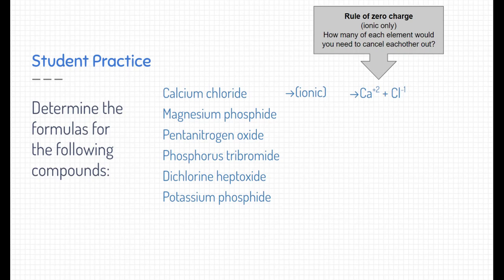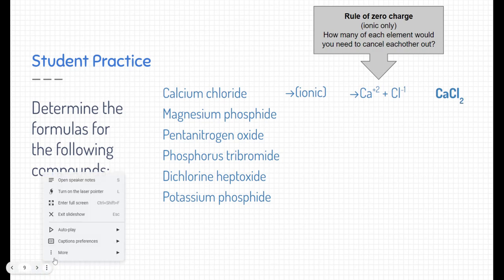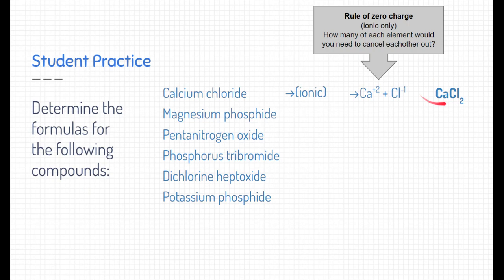Calcium likes to make a +2 charge, and chlorine likes to make a -1 charge when they bond in an ionic bond. So let's use that rule of zero charge. How many of each element would you need in order to cancel each other out? Well, in this case, we would need 2 chlorines. So I'm going to put the formula together with 1 calcium, Ca, and then 2 chlorines, Cl with a little subscript 2. This right here is the formula for calcium chloride.